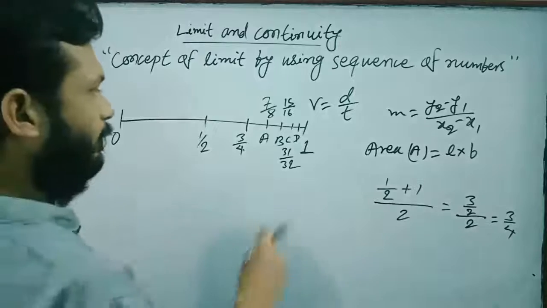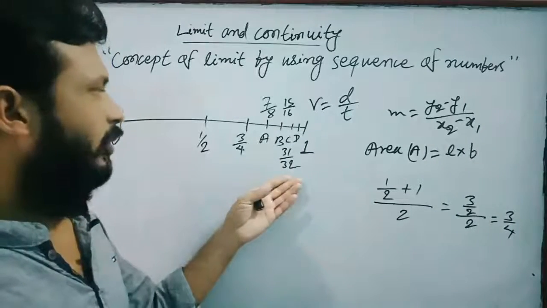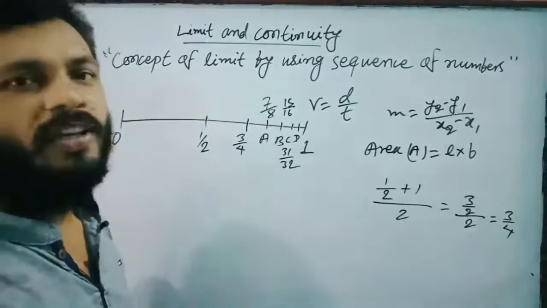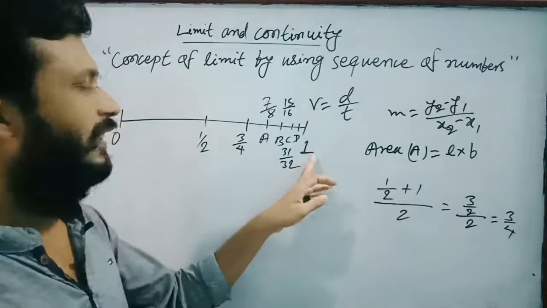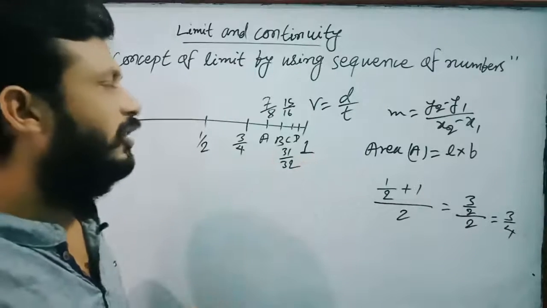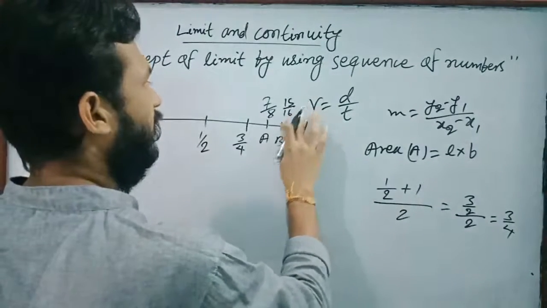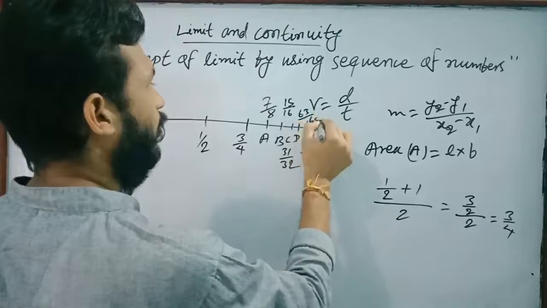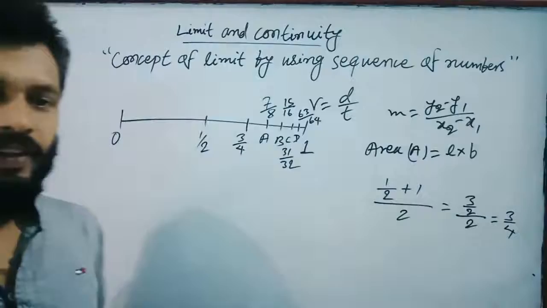Yes, then what is the midpoint of C and 1? D, you know. So what is the value of D? 32 plus 31, 63 divide 64 is the value of D. Understood?